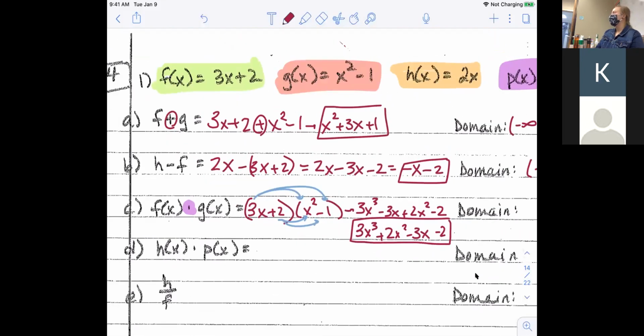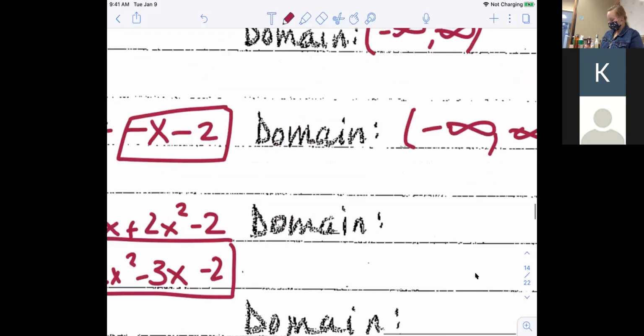All right, what's my domain for this one? All real numbers. There's no fraction, there's no square root. We can do this all day.